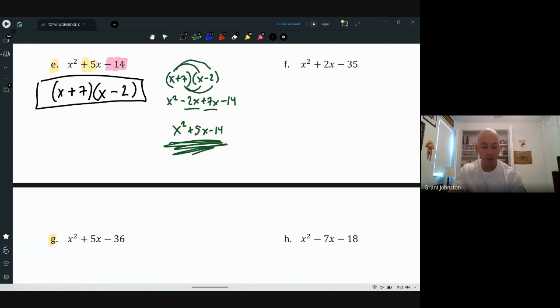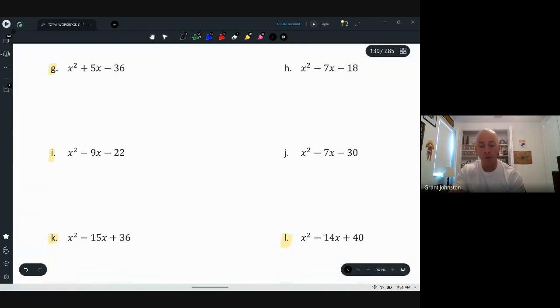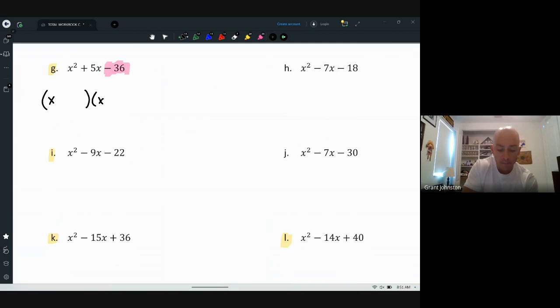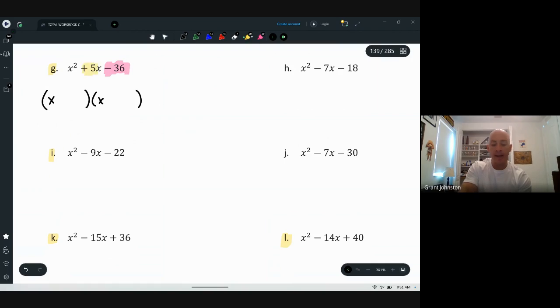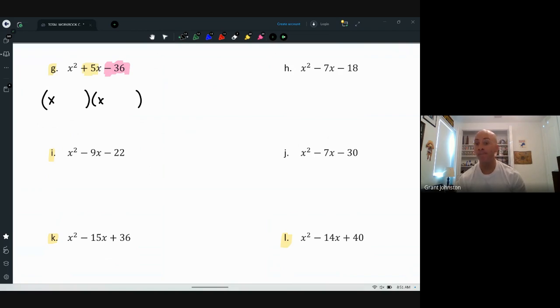Let me do another one with a negative. I'm going to do g. Again, needs to multiply to negative 36. Let me set up my template here. Multiply to negative 36, yet add to positive 5. So 36 kind of has a lot of factors. 1 and 36, 2 and 18, 6 times 6, 4 times 9, 12 times 3.